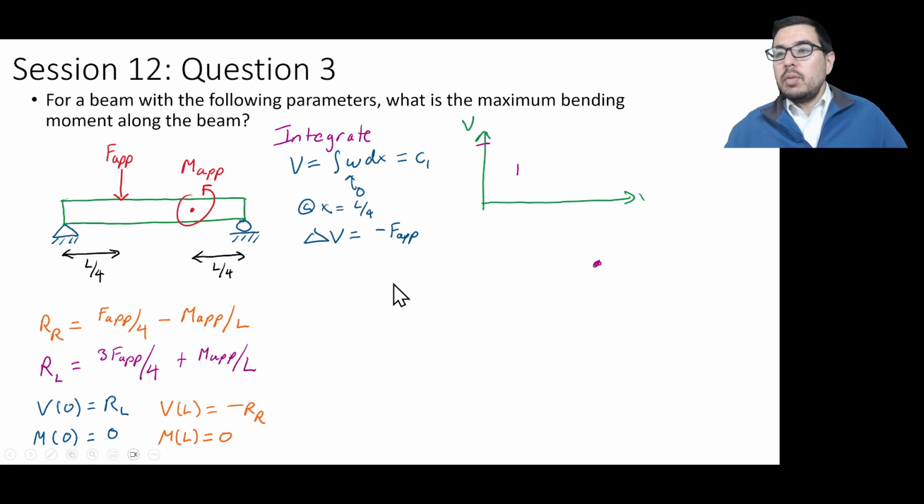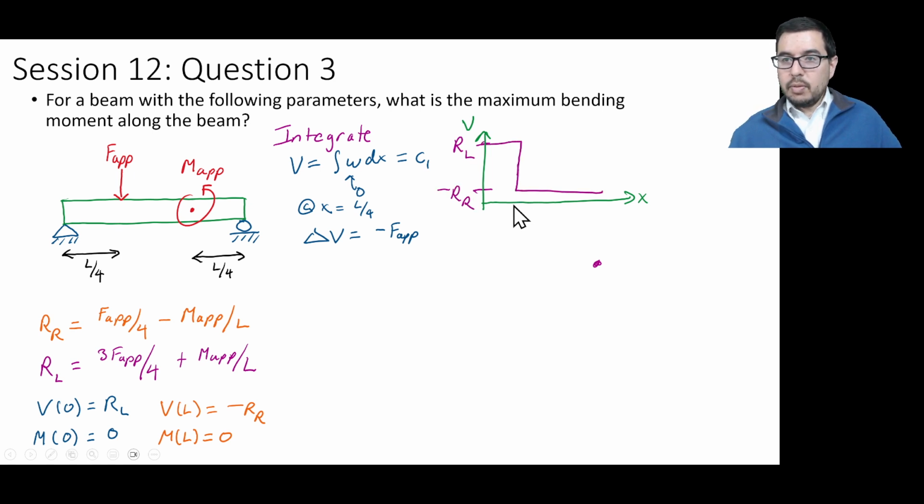So let's do a little bit of graphing here. We see that there's got to be some constant value for the shear force based on this integral equation. And then at x equals L over 4, there's going to be a jump. If it's got to be constant, we know what it is on the left side. It's just RL. So that value is going to be RL. And then when we get to L over 4, that value is going to jump down by an amount of minus F app.